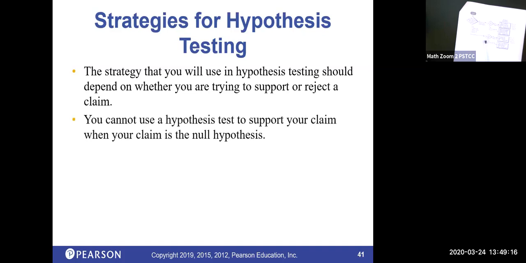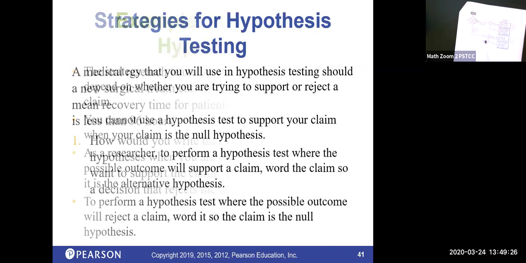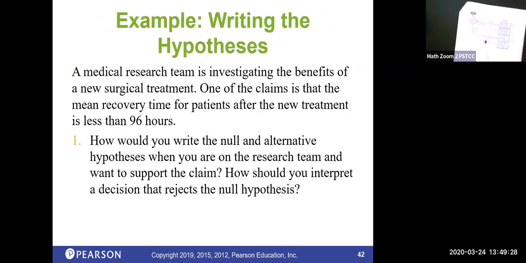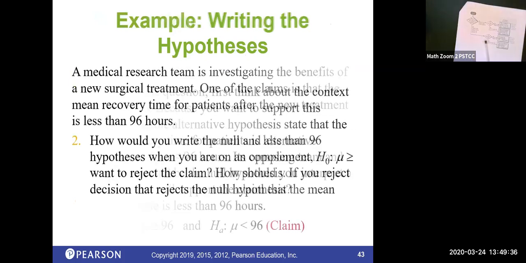Now, this last section, strategies for hypothesis testing, is something you don't need to worry about in terms of setting up your own hypothesis test. You'll always be given this information on whether the claim needs to be in the null or alternative hypothesis. All right, then that's hypothesis testing, and that's what we're going to do for the rest of Chapter 7.